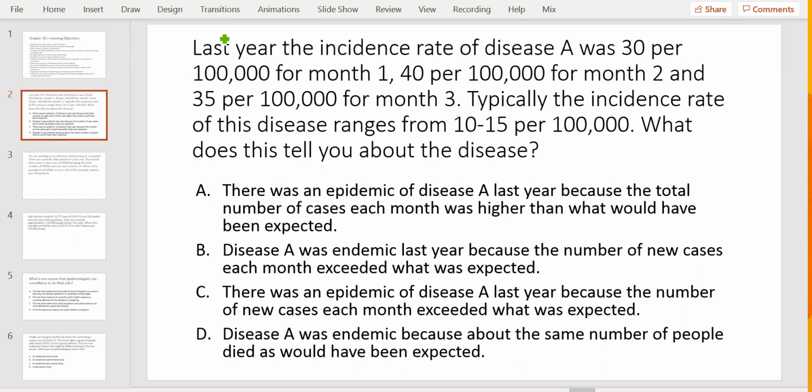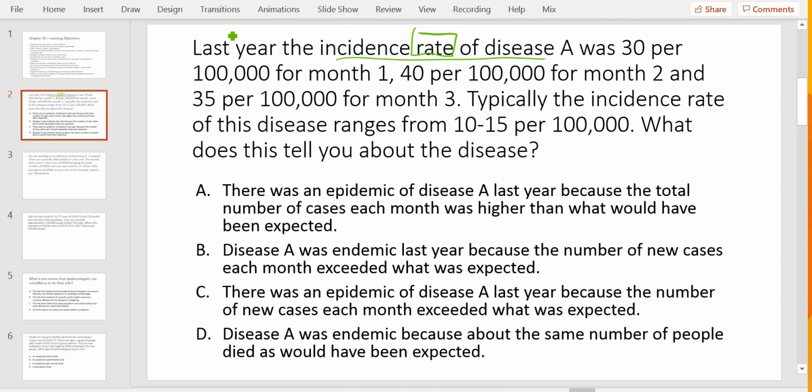It says last year the incidence rate of disease A was 30 per 100,000 for month 1, 40 per 100,000 for month 2, and 35 per 100,000 for month 3. Keep in mind, incidence rate means we're talking about a proportion of a population. We care about rates in epidemiology because a percentage of a population puts into perspective how much of that population is being affected. And often we express those as 30 per 100,000 as opposed to, say, 0.5%, because people don't really picture what 0.5% is, but if you tell them 30 out of 100,000 people, they can picture that a little bit better.